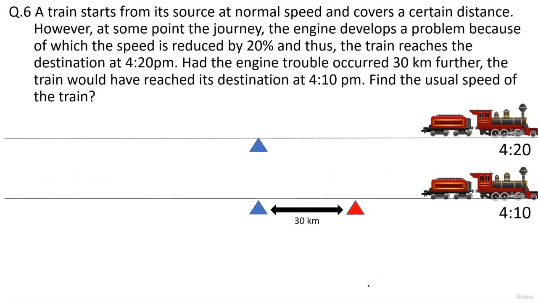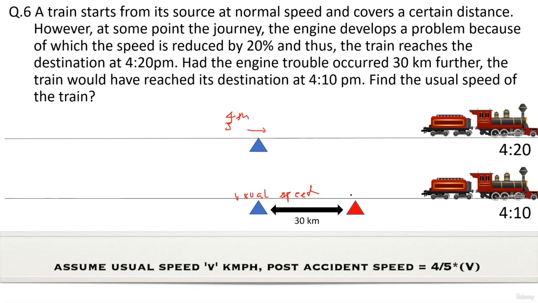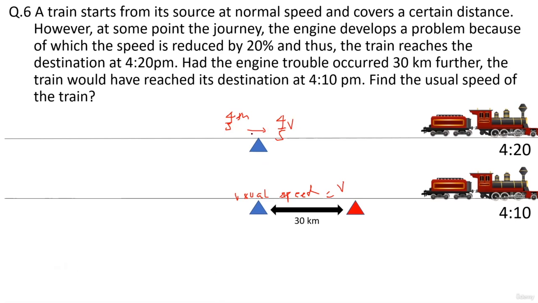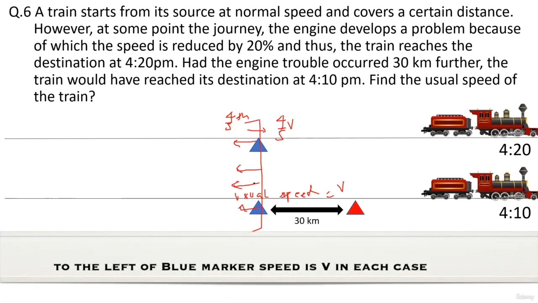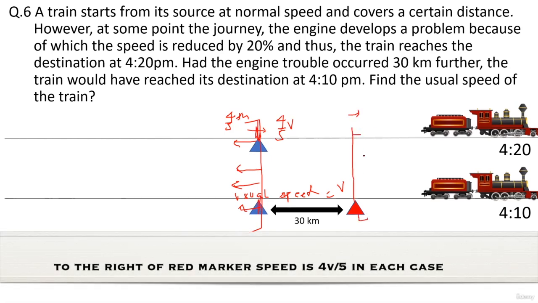Okay, now why would the train reach early? Because see, that 30 kilometers patch in the second case was traveled at the usual speed, right? And here, after this patch itself, the speed became 20% less, right? So if I suppose the usual speed is v, then what will 4/5 of the speed be? 4/5 of v. Okay, now observe guys, in both the cases the train travels at usual speed, right? After this red point, in both the cases the speed is basically 4/5, right? In both the cases, right?